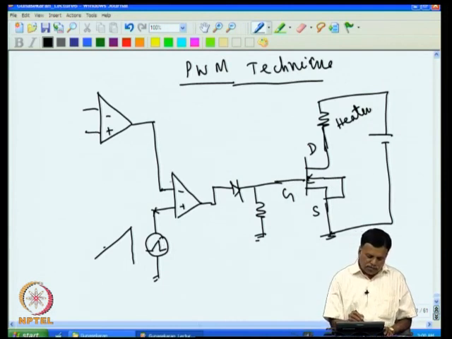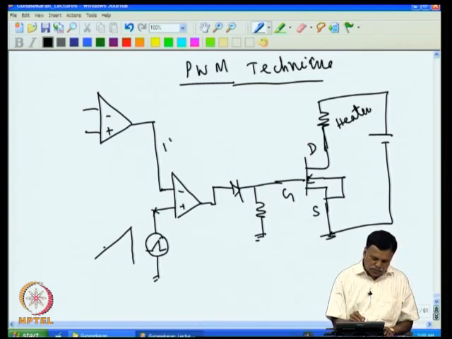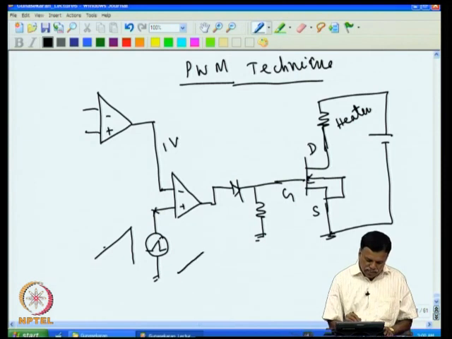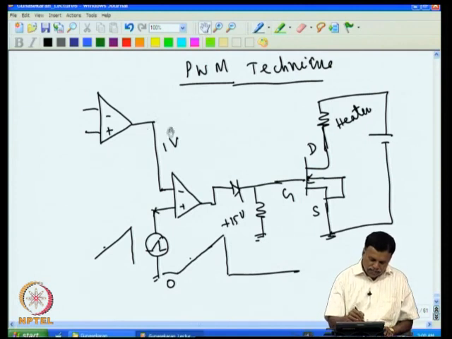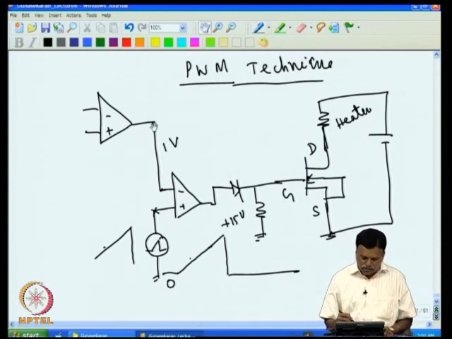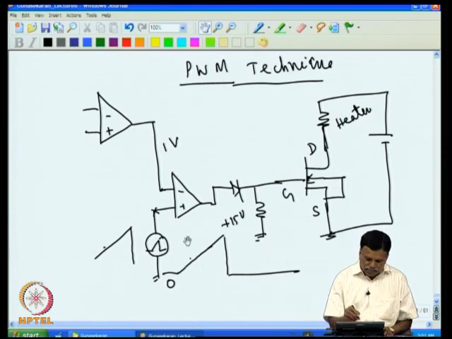Initially, for example, if this voltage is small, for example if it is only 1 volt, then the sawtooth is rising. The sawtooth voltage goes from 0 to plus 15. If the error voltage we have here is, say, 1 volt, then the 1 volt is here.